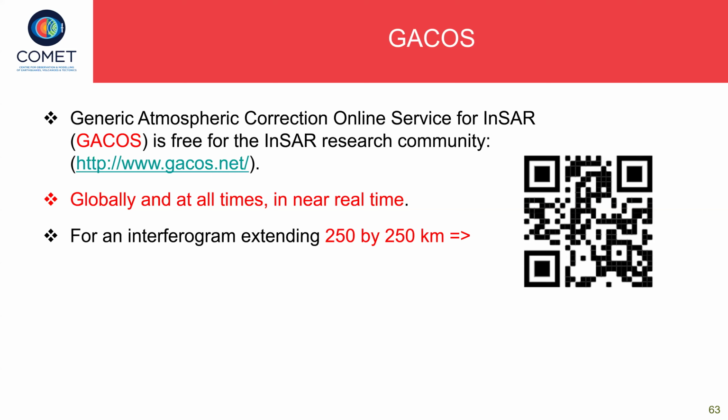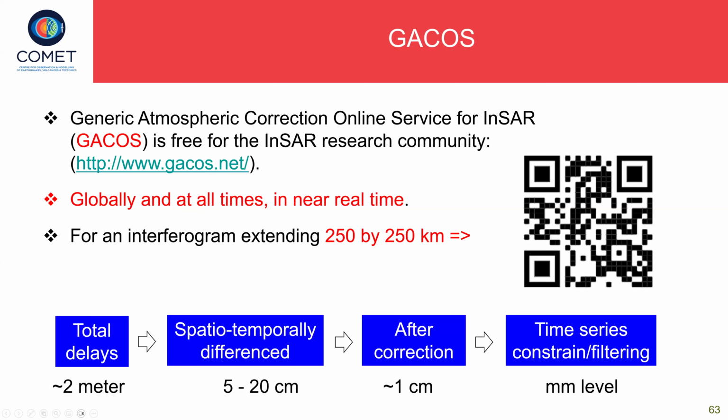You can look at the GECKO website. For each interferogram, what we are aiming for, for a typical Sentinel-1 interferogram, is 1 centimeter accuracy after correction in terms of displacement. And if you do a time series analysis with some filtering techniques, we can achieve millimeter level accuracy in terms of deformation or velocity, millimeters per year.